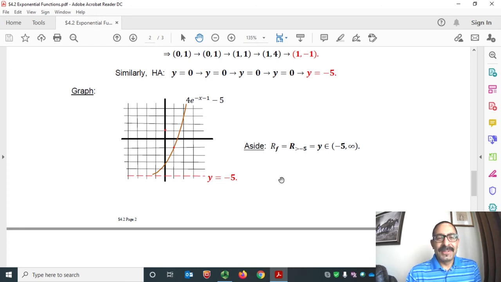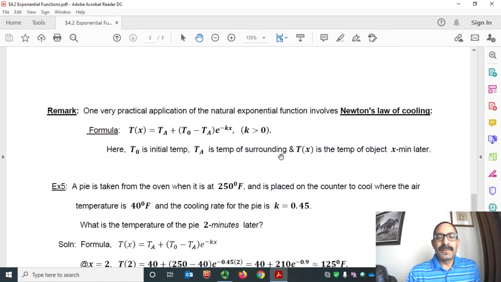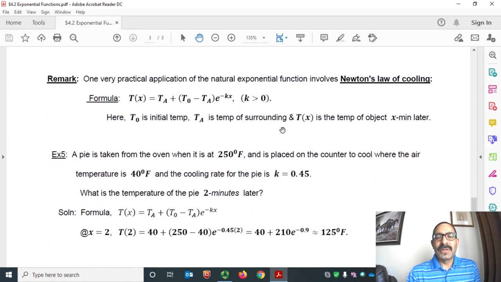So now let's move on. Remark: one very practical application of the natural exponential function involves Newton's law of cooling. The formula for Newton's law of cooling is T equals TA plus (T0 minus TA) times e to the power negative kx, where k is positive. Here T0 is the initial temperature, TA is the temperature of the surroundings, and T is the temperature x minutes later.